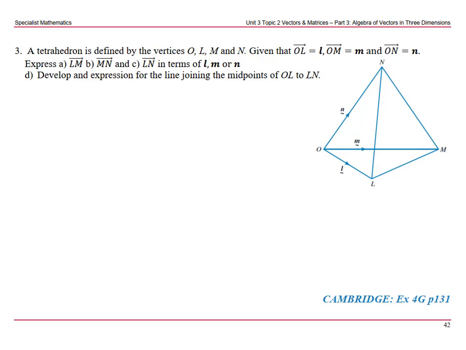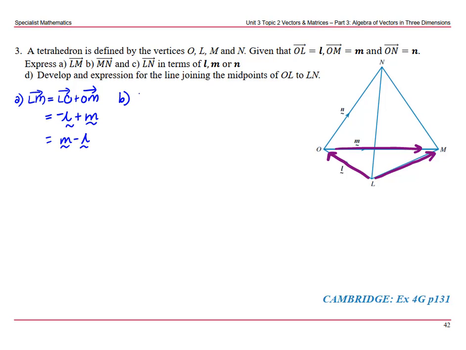So the vectors are already labelled. For A, our vector LM is here. So that can be LO plus OM. Now LO is negative L plus OM is M, which you could write as M take L.